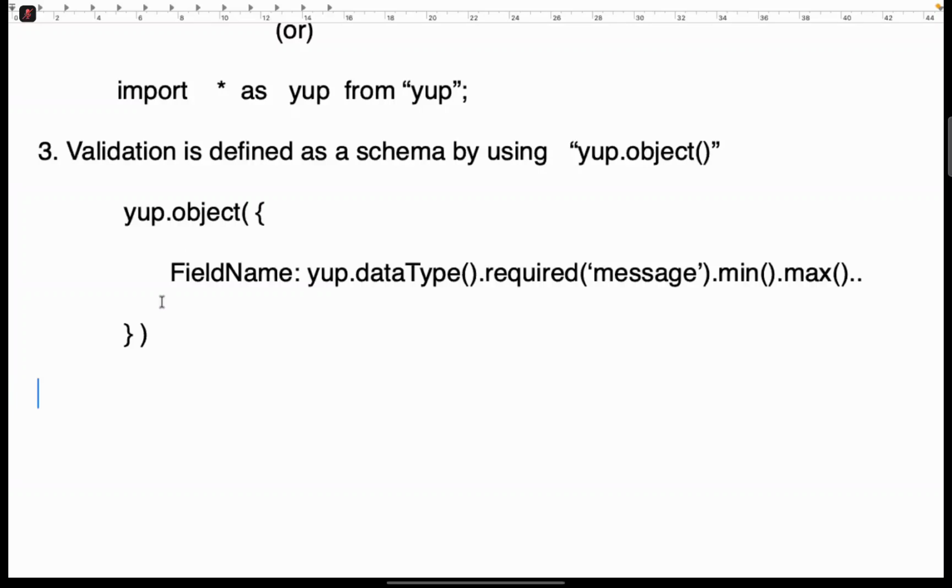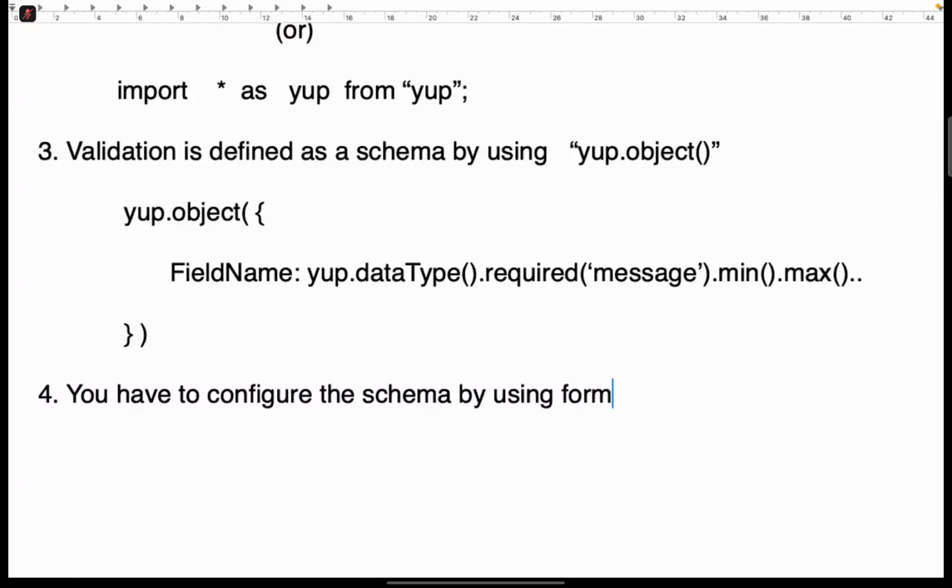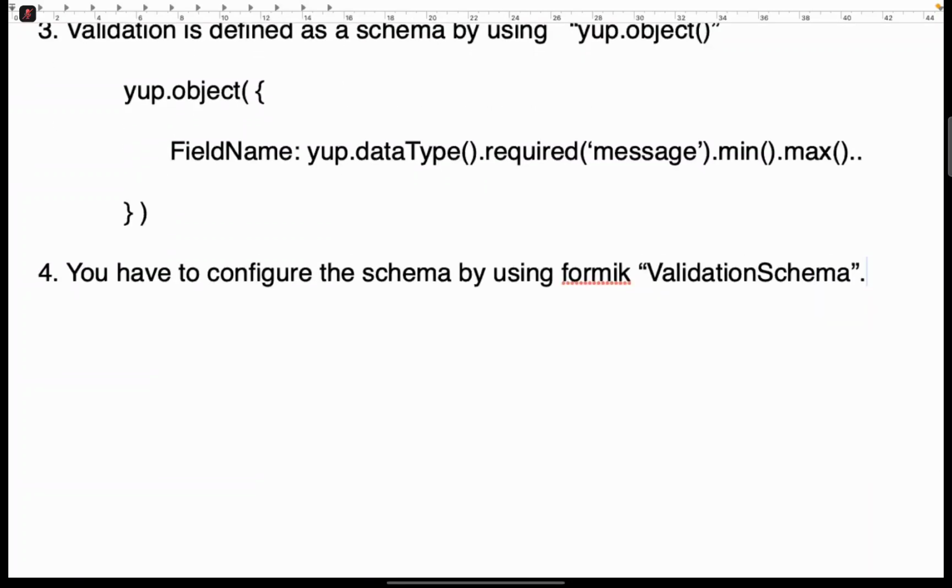Generally, this is written where you have to configure the schema by using Formik validationSchema. Formik has validationSchema. By using Formik validationSchema, you have to configure the schema. That means where to write this schema is, we have a constant formik.